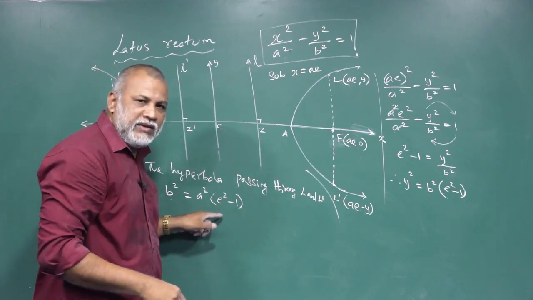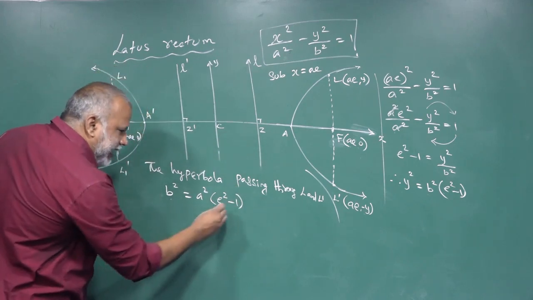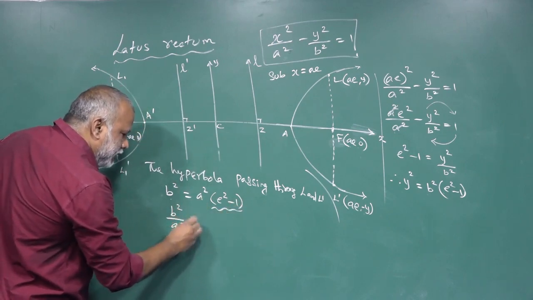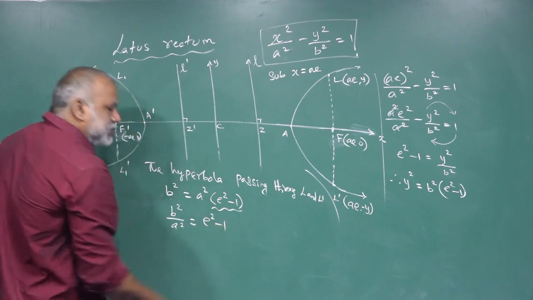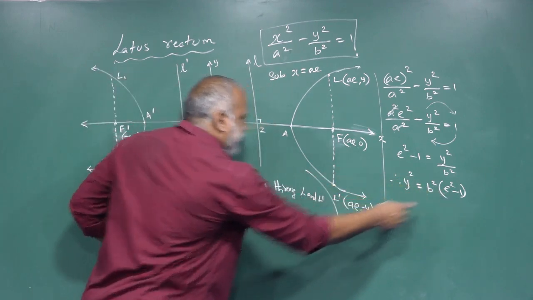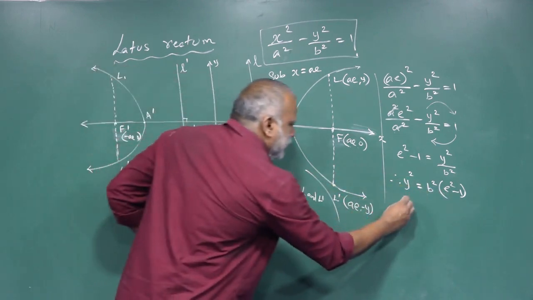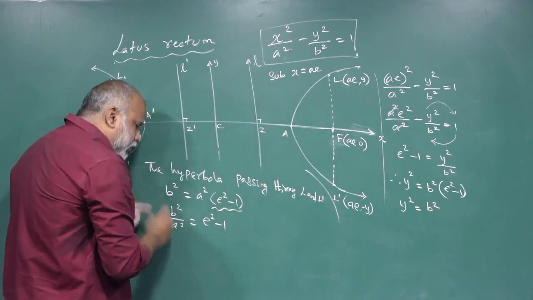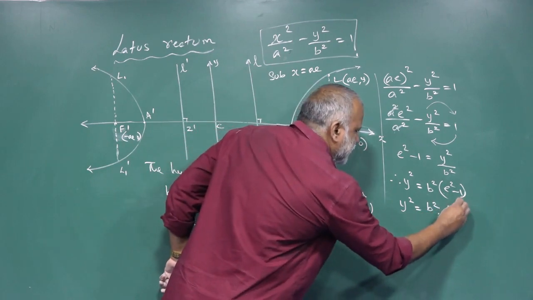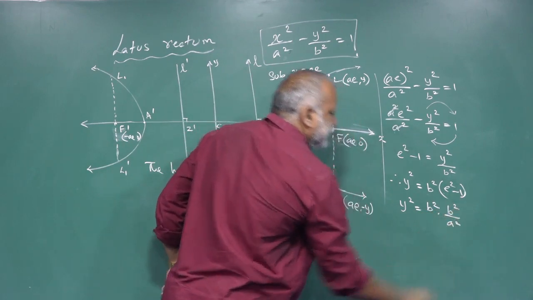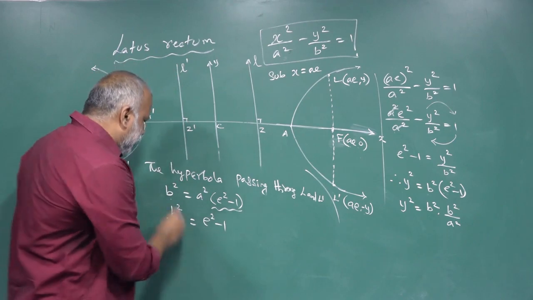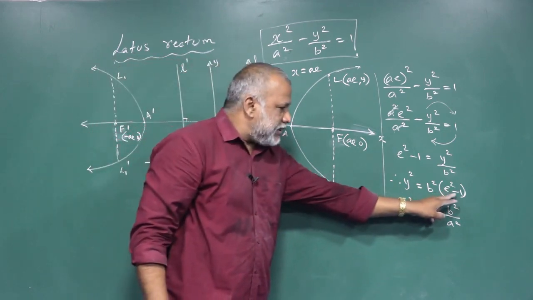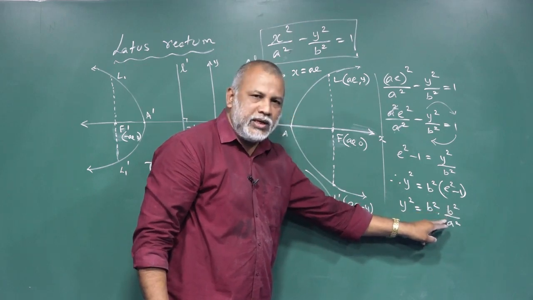From that only we are deriving the e value. So see here, I need this one. I can say b squared by a squared equals e squared minus 1. So instead of this e squared minus 1 in y squared equals b squared (e squared minus 1), this e squared minus 1 is replaced by b squared by a squared.